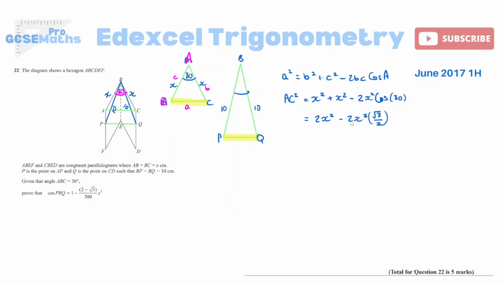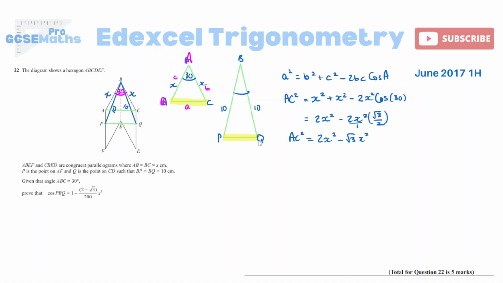So we've got this. I'm going to simplify this fraction. 2x squared minus, that's technically over 1, isn't it? So 2 root 3 over 2 is just root 3 times x squared, isn't it? Okay, that is AC squared. Let's write that down so we don't forget. You could obviously then square root that, but I think that would just make it messier, so just leave it as AC squared, because AC squared would be the same as PQ squared, wouldn't it?